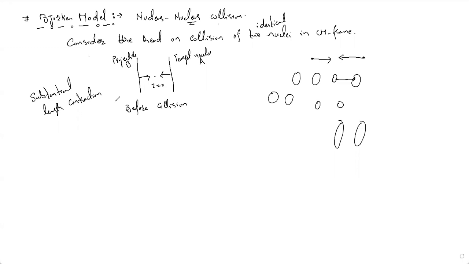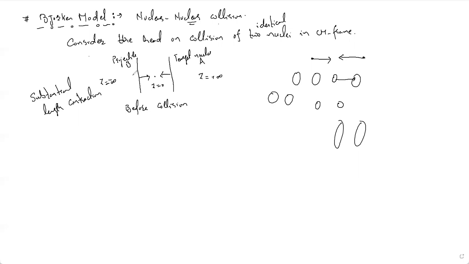Now what is actually happening before the collision? Before the collision, this projectile nucleus B comes from a very far distance, from here. I will call this z equal to minus infinity, because in this direction I am going to take minus infinity and in this direction I am going to take plus infinity. So it comes from this direction with the speed of light and meets the target nucleus at this point. But this target nucleus also comes from z equal to plus infinity with the same speed as that of the projectile beam.